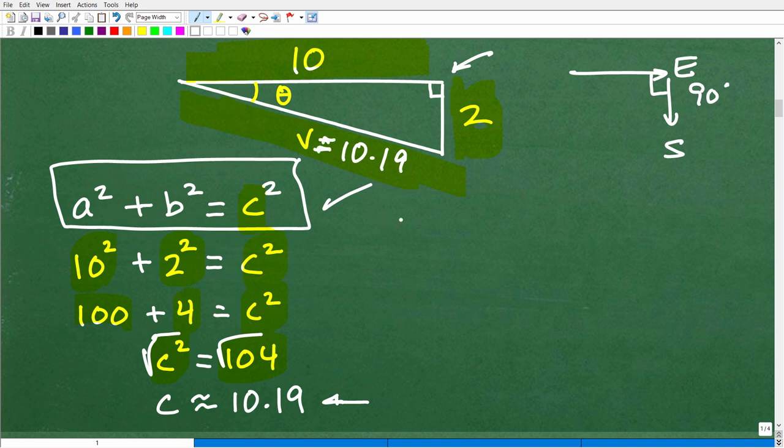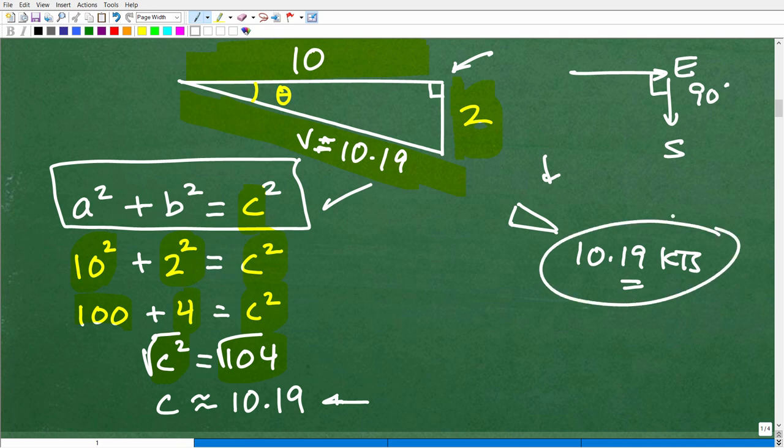There are other digits, but what does that represent? That represents the speed of our boat. Our boat is going off in this direction at 10.19 knots. So it picked up a tiny little bit of speed because that current is pushing it. It certainly didn't slow it down. Logically, this makes sense: the current might have sped up the boat a little bit, and that's in fact what it did.